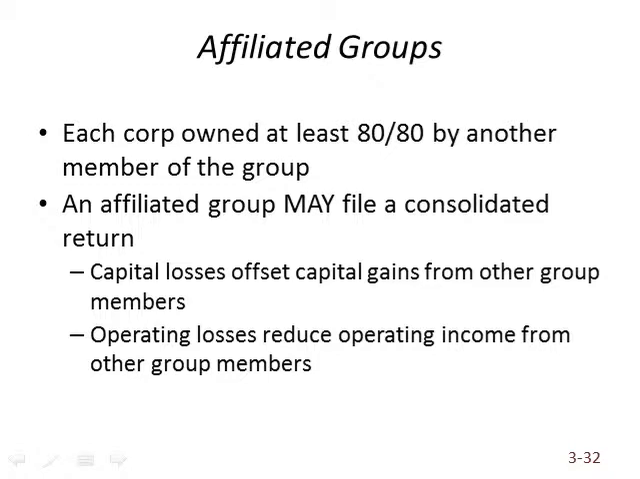And this becomes also useful because capital losses may offset capital gains from other group members. So a capital loss that may not be useful to an organization individually, if they meet the definition of an affiliated group, could be used to offset the capital gains from another group. And then operating losses may reduce operating income from other group members. So if we have a net operating loss, rather than carrying it back and then carrying it forward 20 years, as we talked earlier, as a member of an affiliated group, these operating losses can be used to offset operating income from other group members and reduce the taxable income in the current year.